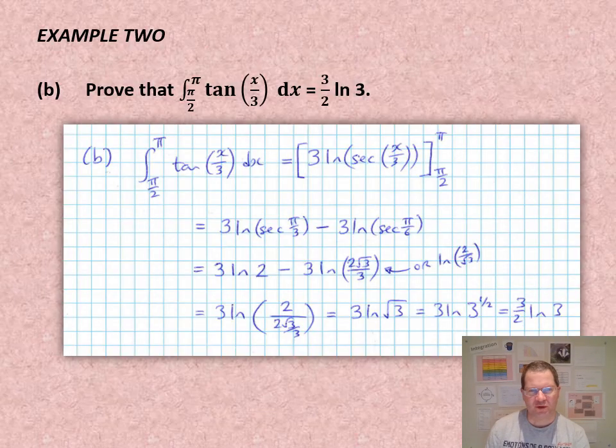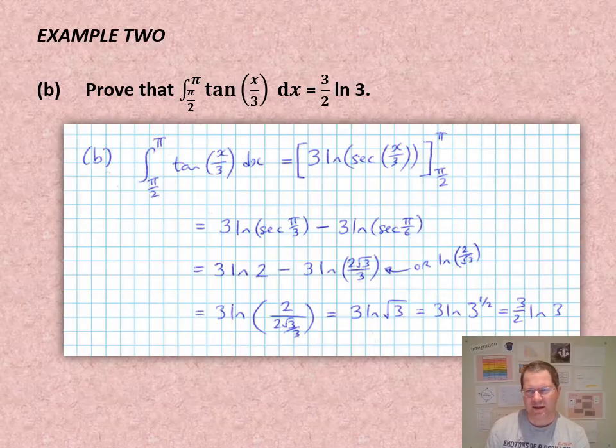So for part B, we've been asked to prove that the integral is 3 over 2 ln 3. So the first thing to do is actually to integrate tan of a third x. And we know that the integral of tan x is ln sec x. And by substitution, we can find that the integral of tan of a third x is 3 ln sec x over 3.